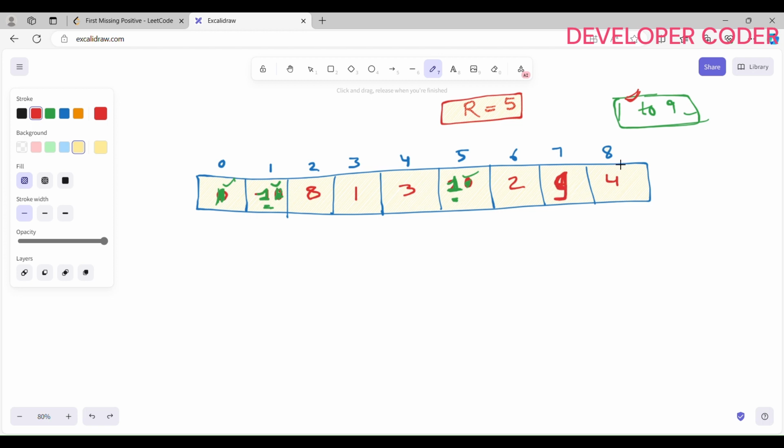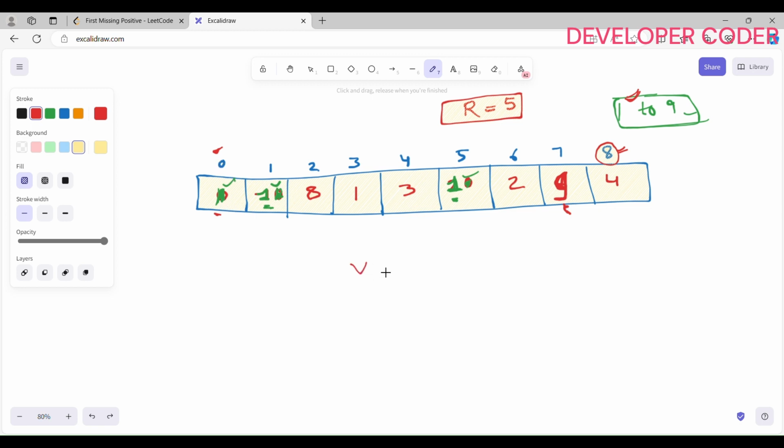So first of all, if I take 9 here, I don't have the index which is 9. So what I'm going to do is subtract 1 from it. Let's start from here first, then I will explain. I'm going to check the first index initially, what is the value here.